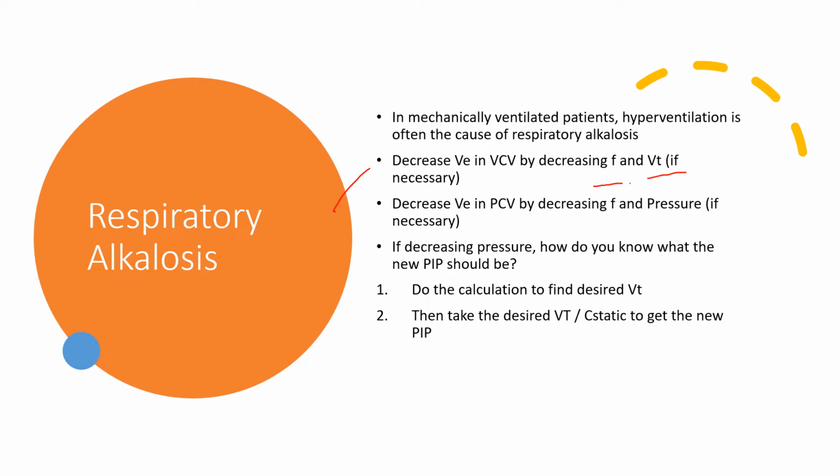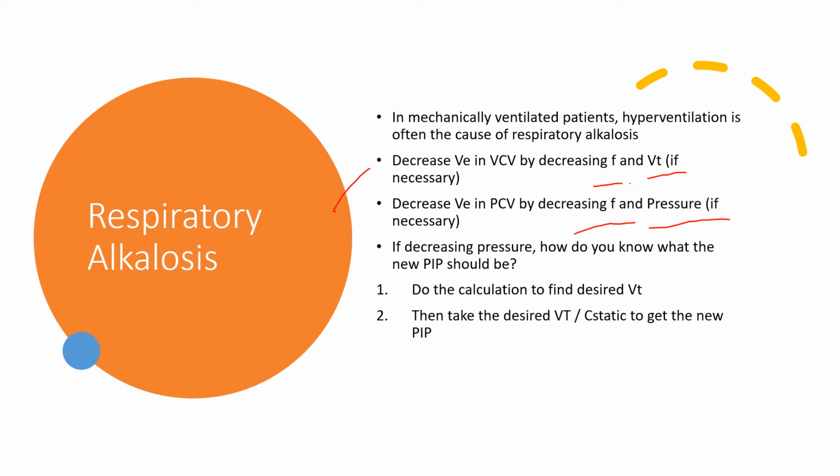What if they're in pressure control? If they're in pressure control, we can decrease the rate. And if that doesn't work, we can always decrease that pressure gradient, right? Our total pressure as well. So dropping that gradient is the same as decreasing tidal volume in volume control ventilation, right? So we could decrease the pressure gradient, or in some cases, we could decrease the I time, and see if that helps. But how do we know? If we're decreasing pressure, how do you know what the new PIP should be?